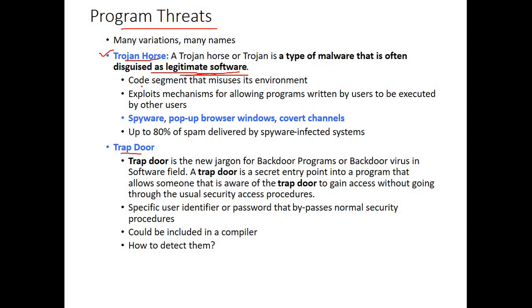This is a code segment that misuses the environment, and it will try to exploit the mechanisms for allowing programs written by users to be executed by other users. So the Trojan horse will try to make programs written by one user be executed by other users. Some examples of the Trojan horse are spyware, pop-up browser windows, covert channels, etc.